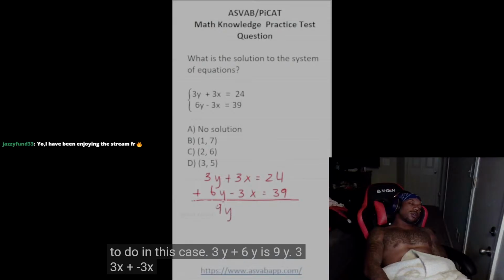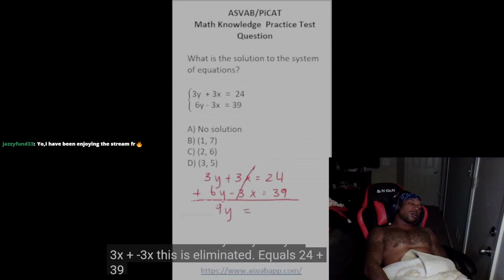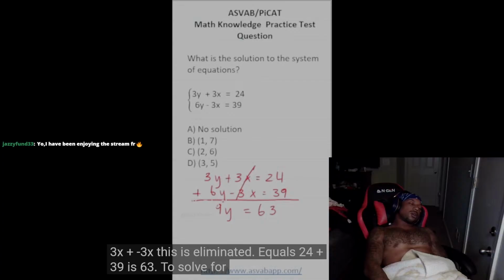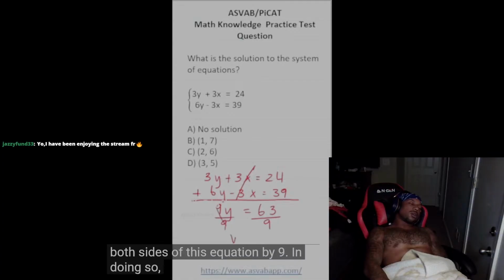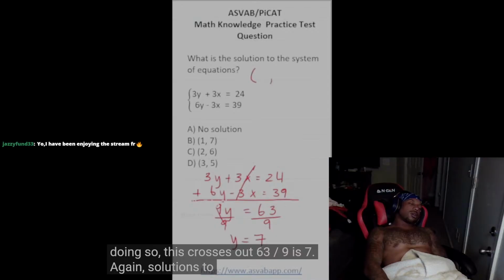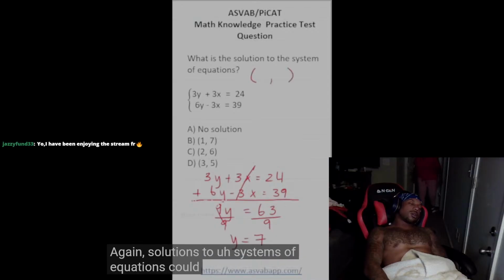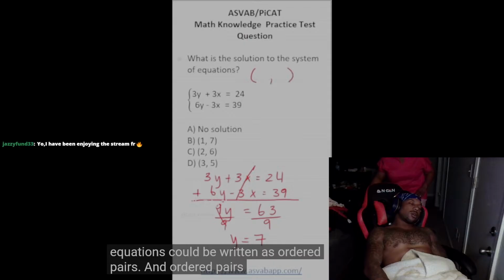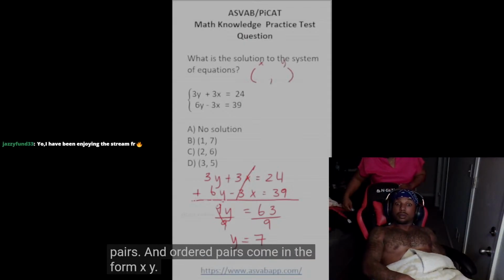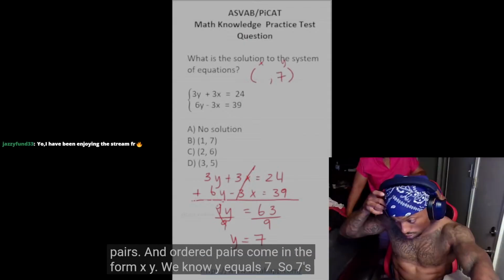3x plus negative 3x, this is eliminated, equals 24 plus 39 is 63. To solve for y, we just divide both sides of this equation by 9. In doing so, this crosses out. 63 divided by 9 is 7. Again, solutions to systems of equations can be written as ordered pairs, and ordered pairs come in the form x, y. We know y equals 7, so it's going to go here.